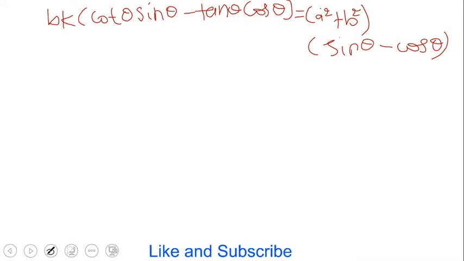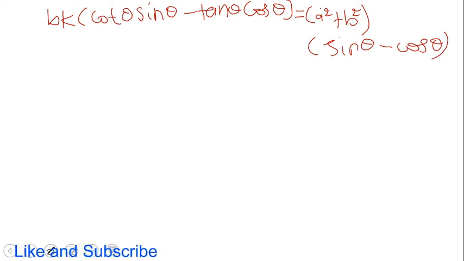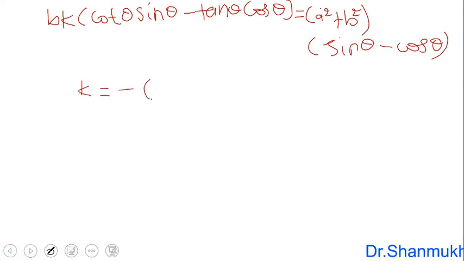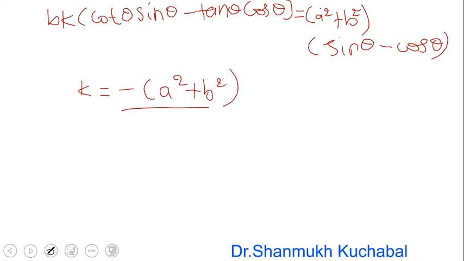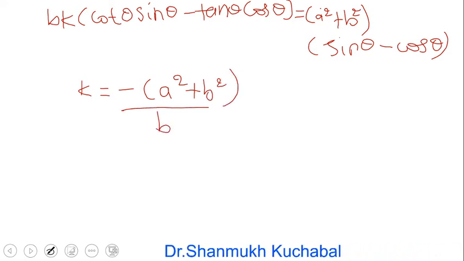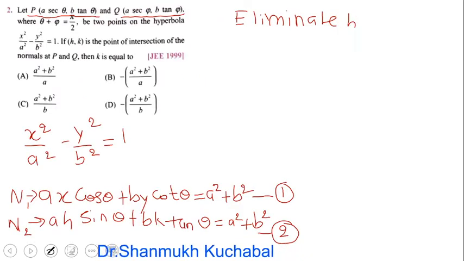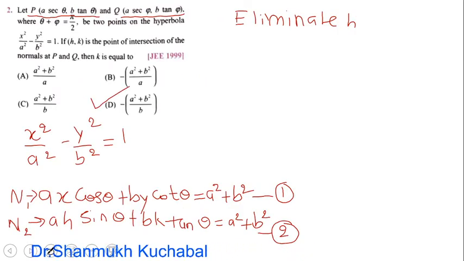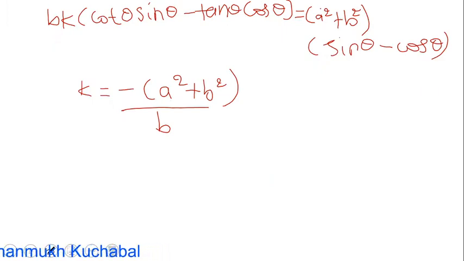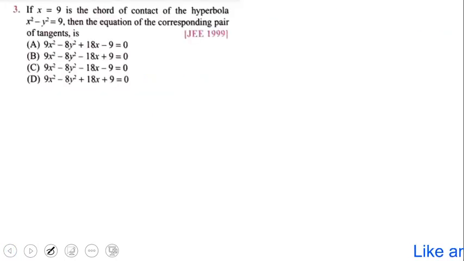Then simplifying this expression, with tan as sin by cos and cot as cos by sin, simplifying we get the k value as minus (a square plus b square) divided by b. So this is the answer we get. So option D is the right answer here: minus (a square plus b square) divided by b. So this is the correct option. Okay, we'll move to the next example.